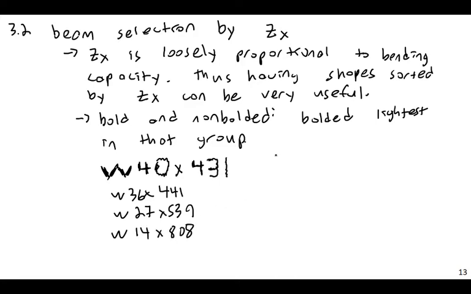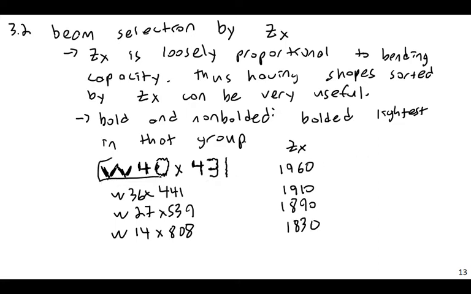And then the corresponding ZX values for these are 1960, 1910, 1890 and 1830. The purpose of this is to show that, yes, the whole table is sorted in descending ZX values, but the point here is that the bold is the lightest.